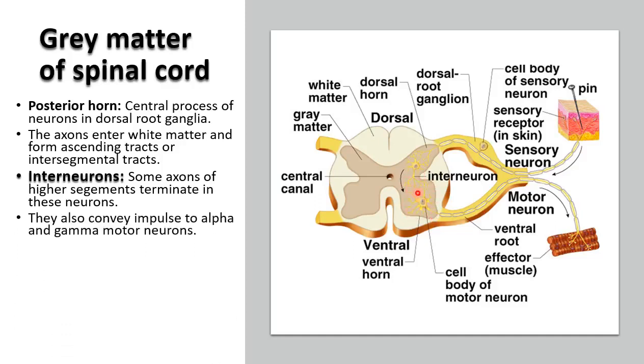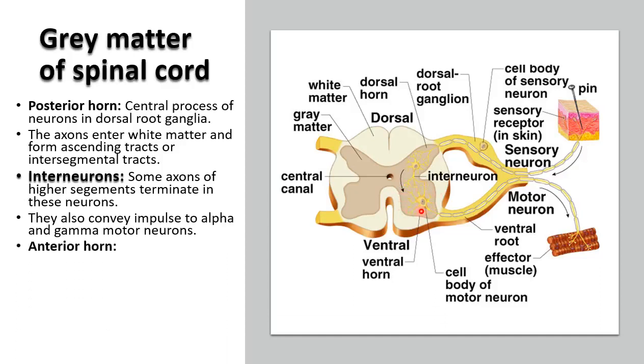So interneurons are mainly a connecting link between the dorsal and ventral horn cells. When they are present in a reflex, it is called a polysynaptic reflex. Coming to the cells of the ventral horn, they are all motor neurons, which are of two types.